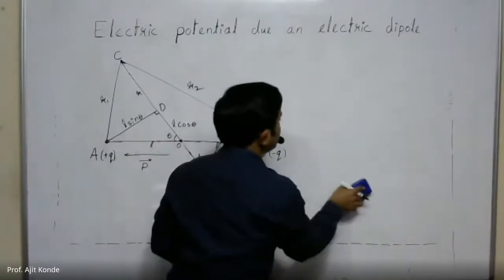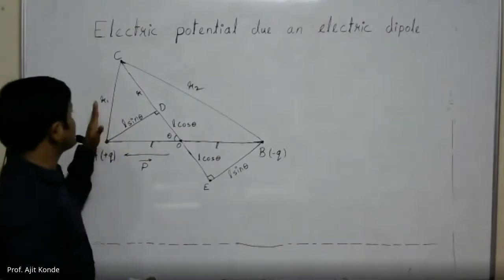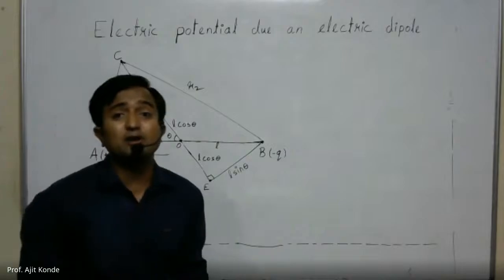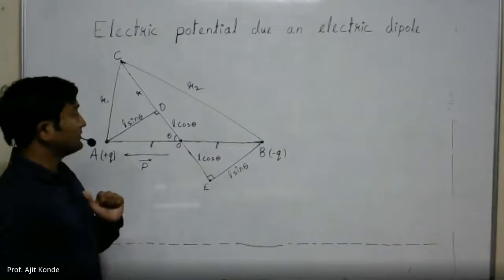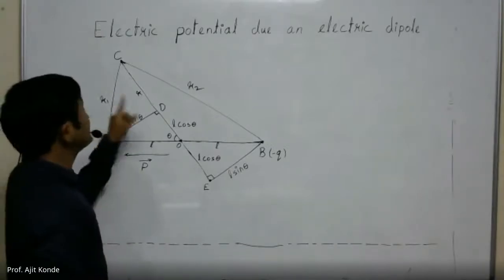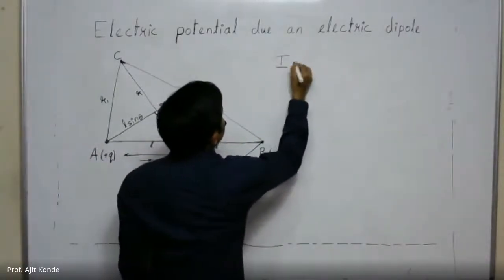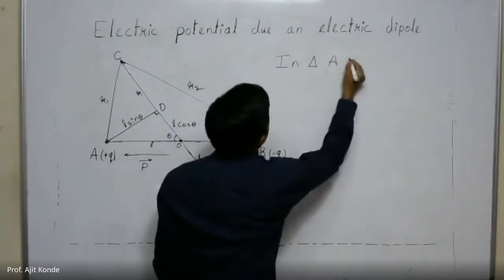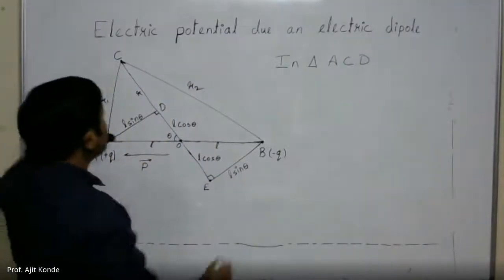Okay, then we have to see one more important thing. We have to first of all find the value of R1 and R2. By this, what will happen? It will be easier for us to derive this expression. For finding the value of R1, what will we do? We will take one triangle and that triangle will be ACD. If we see triangle ACD, if we apply Pythagoras theorem, what will happen?